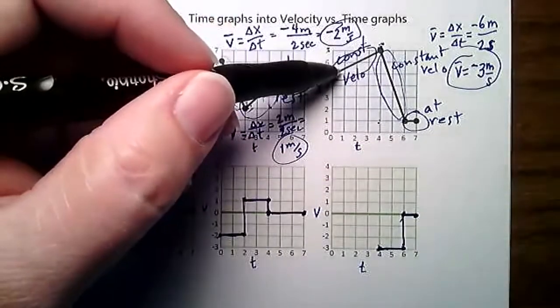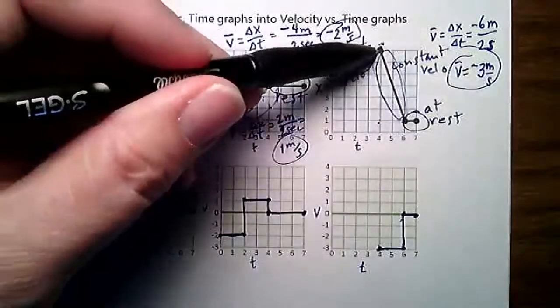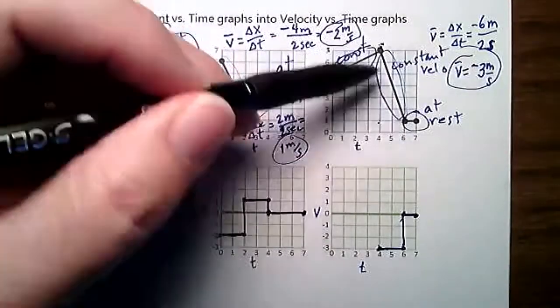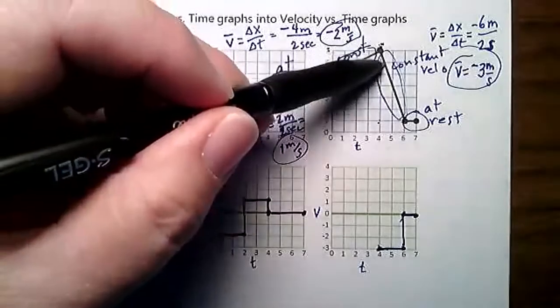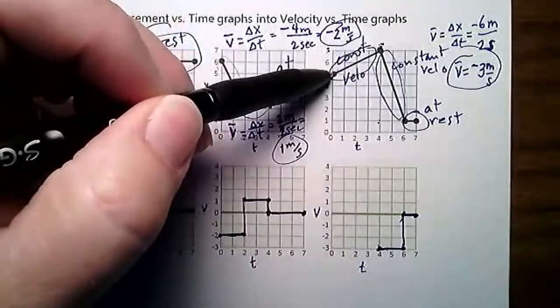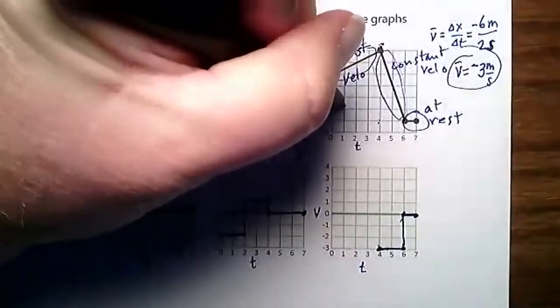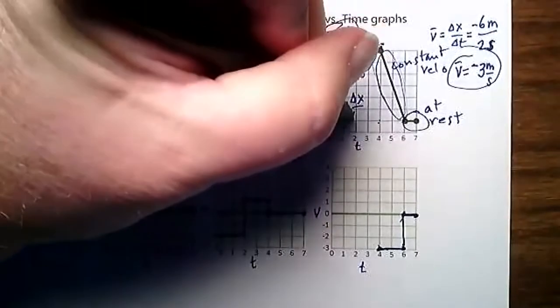All right, let's do this last one. Now, while this one was negative, notice the slope on this compared to this. This has an opposite slope of this, which means if this is negative, this one's got to be positive. How positive? We're doing the same thing. V equals delta x over delta t.